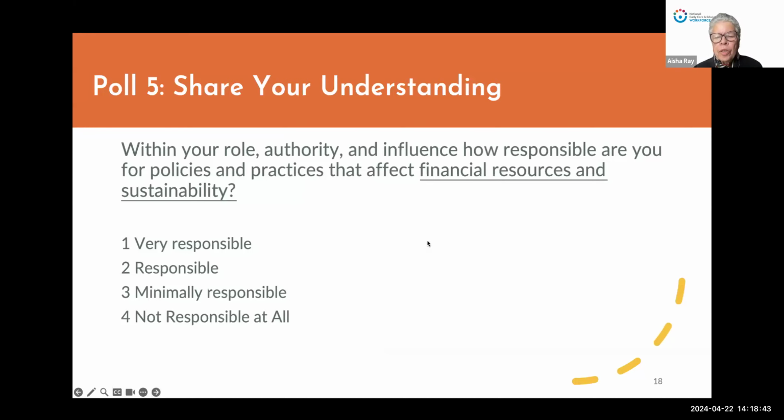Great, thank you. So 15% said you were very responsible, 24% responsible. So that's almost 40% of you who have a fair amount of responsibility for this work, in this area of work. 40% minimally responsible and 21% not responsible at all. The point we're trying to make here is that at each of these levels of responsibility, it is possible to begin to think about how you can engage around these areas of policy work, and would like to encourage you to do that as you move forward. Next slide, please.